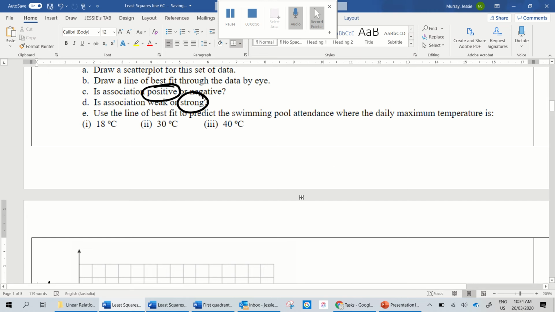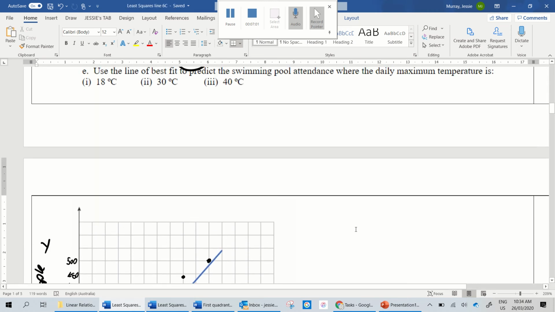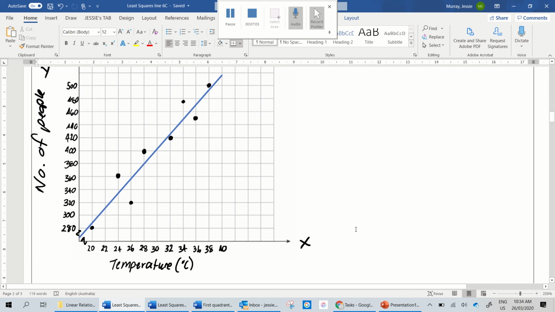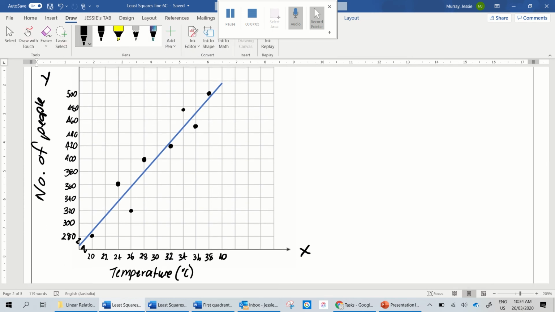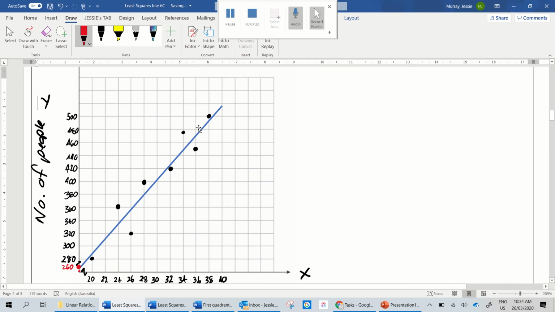And now it says use the line of best fit to predict the swimming pool attendance where there's a maximum temperature of 18 degrees. So this is the best part about it now. This is why we do a line of best fit, because now I can say, okay, 18 degrees, if I'm going up by 2, is right on this point here. And I'm looking at about there, okay, which these are going up and down by 20. So it's probably going to be around 260 on my graph. Now yours could be slightly different again, okay?